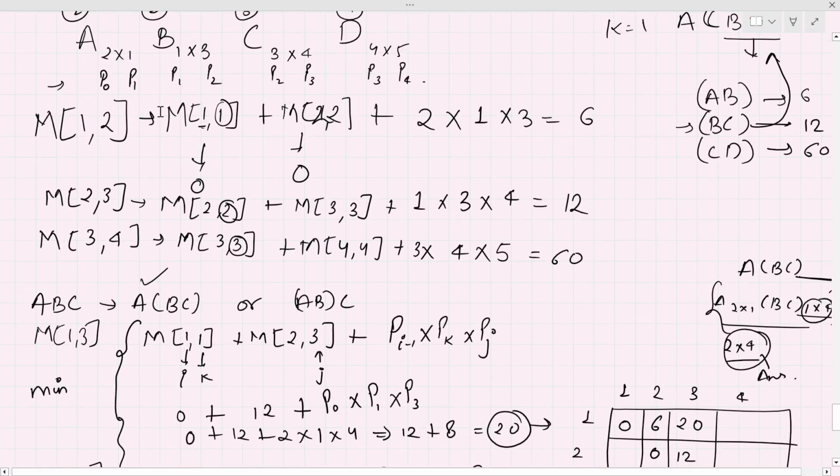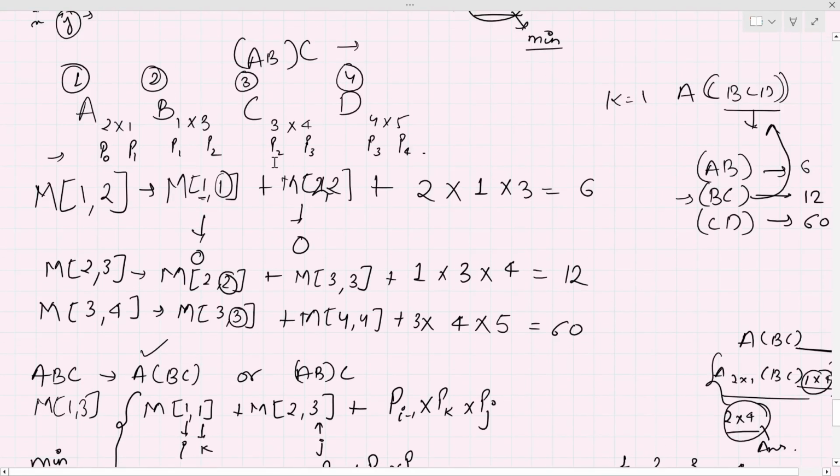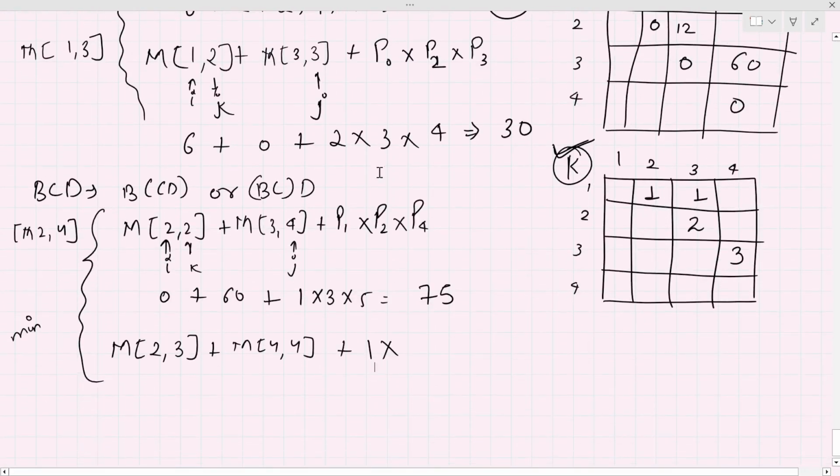What's the value of P1? Value of P1 is 1. Multiply. Okay, PK, what's the value of K? The value of K is 3. So P3, what's the value of P3? Value of P3 is 4. I have to write 4.